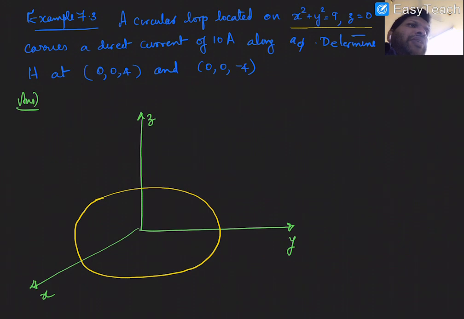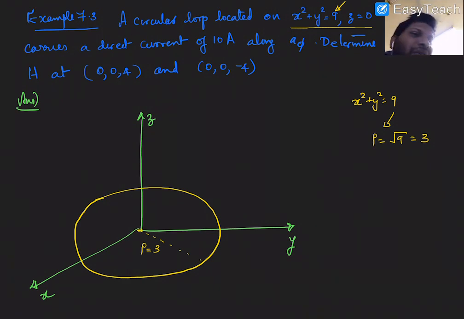And the equation is x square plus y square is equal to 9. So the radius rho is equal to square root of 9, which is equal to 3. And the current is moving along the A phi direction. This is the direction of the current. So the direction of the current is A phi.